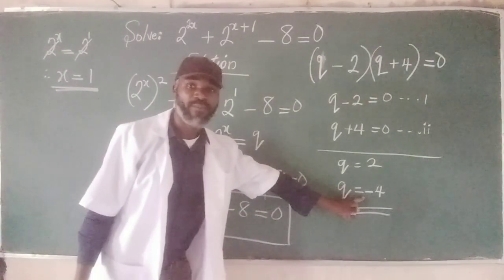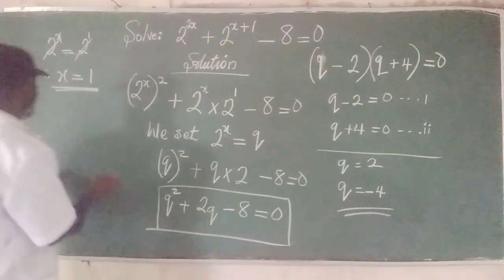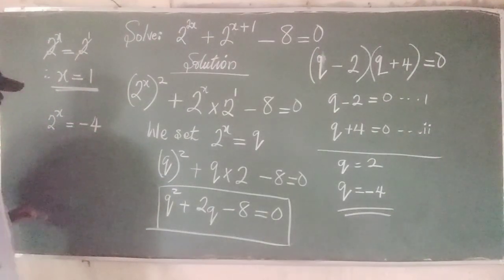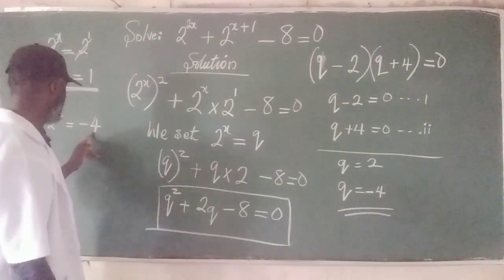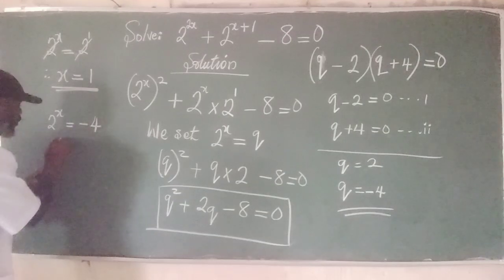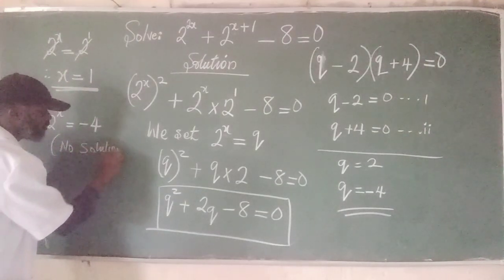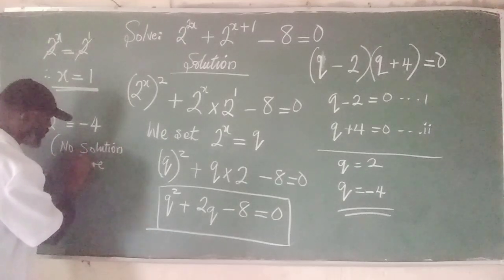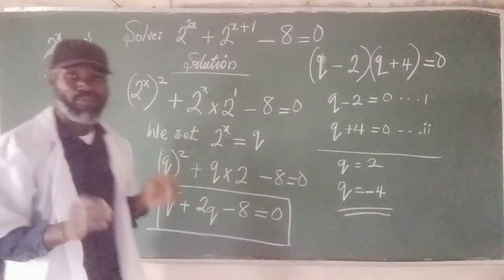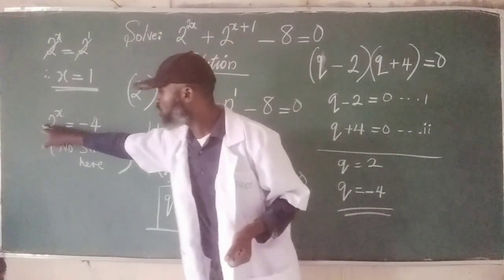We move on to this one. Let's see what happens here. So it means we have 2 exponent X is equal to minus 4. If I'm asked, I would have done this, but first of all, know that there is no solution here. No solution here. Do you know the reason? Take note of this. Because, look at 4. It has minus. But here there is no minus.